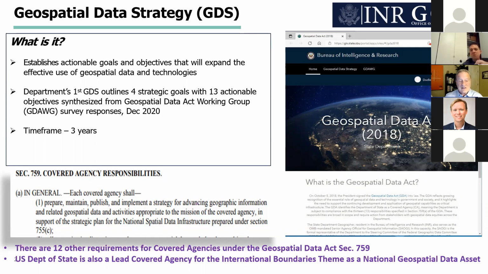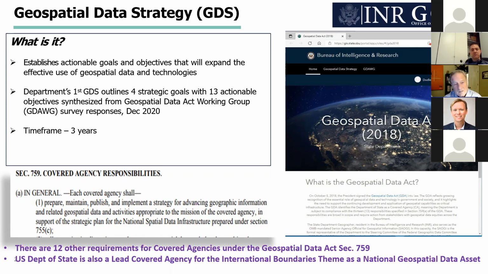So as you can see in Section 759 of the Geospatial Data Act, this is the section that requires each covered agency to publish a signed geospatial data strategy under the cover of, in our case, the Senior Agency Official for Geospatial Information, which is the geographer, which is me, and also the Chief Information Officer and the Chief Data Officer.